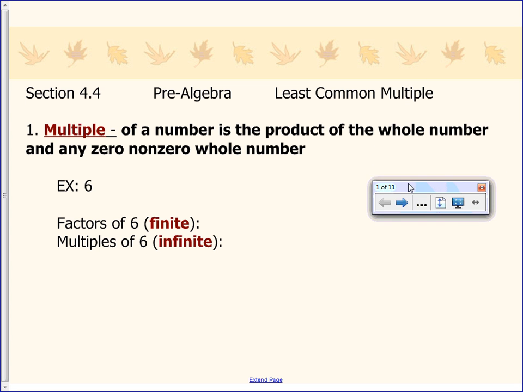Okay, as we now start in section 4.4, we're going to go over some terms. One of the terms that we're going to review is a multiple. A multiple of a number is the product of a whole number and any non-zero whole number.